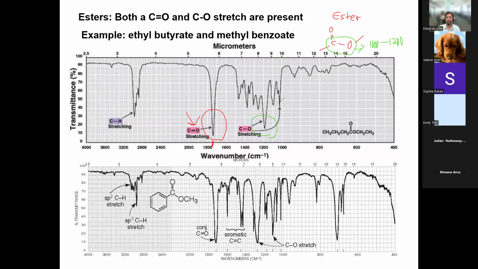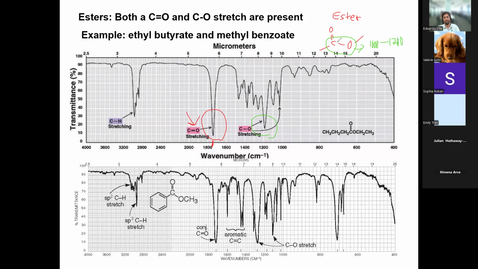And sometimes we see another type of bend. It could be symmetric or asymmetric bend. I don't really know, but because we know that it's a polar bond, usually the strongest in the region is going to correspond to your carbon oxygen ether bond.